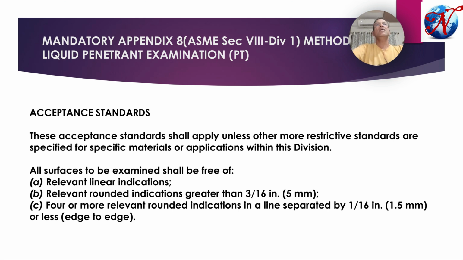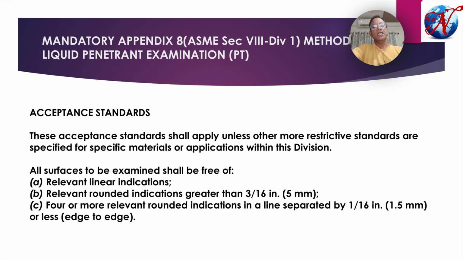According to that, any kind of linear indication which is relevant in nature is not acceptable, and any indication which is rounded in nature is acceptable up to 5 mm if it is random in nature, and 4 or more rounded indications are acceptable in a line separated by 1.5 mm edge to edge distance. So this is the acceptance criteria according to the liquid penetrant test.